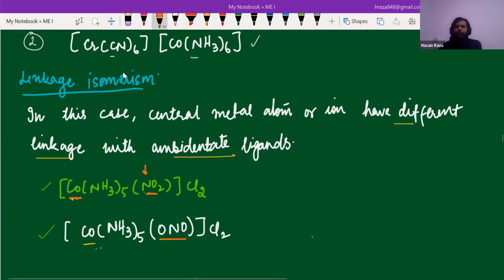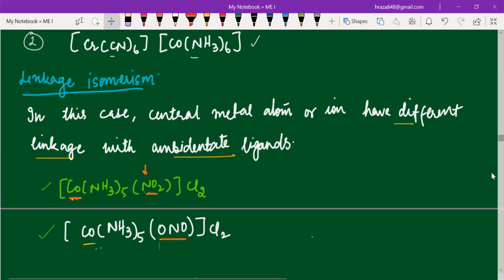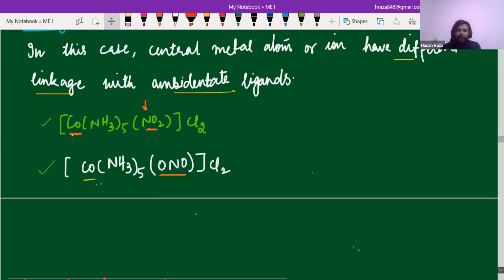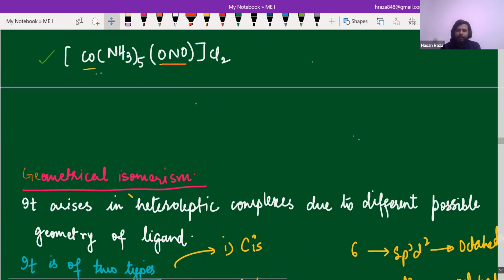So this is basically the type of structural isomerism. Do you have any doubt regarding this structural isomerism? No, sir. Okay.